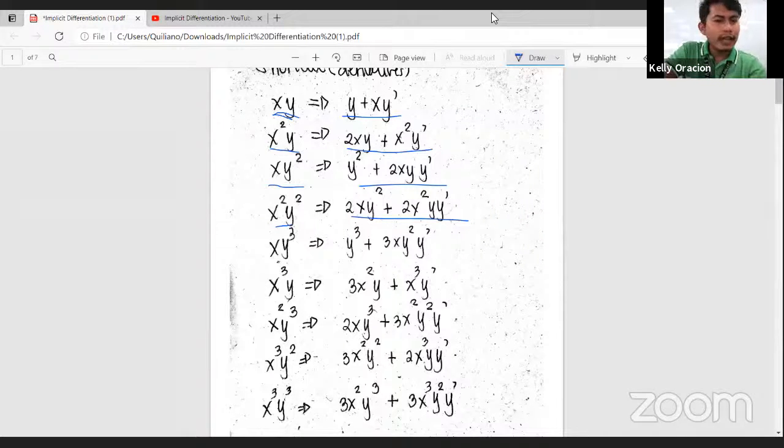Okay? So anyways, let's start with our first example. Wait, nabili din akong marker. Wala akong marker.